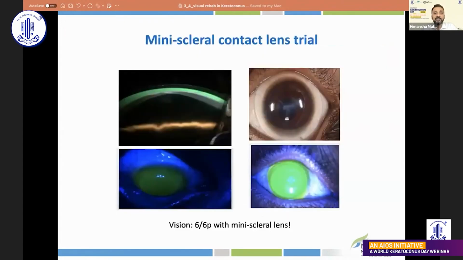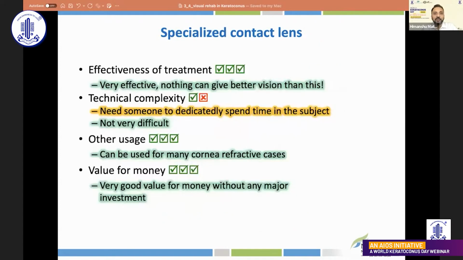In such a case, we can do visual rehabilitation using scleral, mini scleral, or any advanced contact lenses. The advantage here is that it's non-surgical. It can visually rehabilitate the patient very fast. And if it progresses later on, we surely can do a corneal transplant procedure. So we would evaluate all these things based on effectiveness of the treatment, which is very effective, and nothing can give better vision than that.